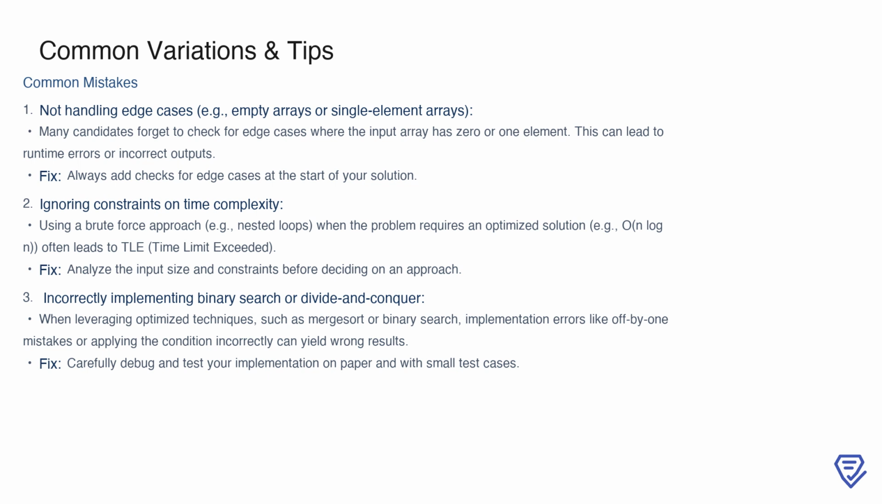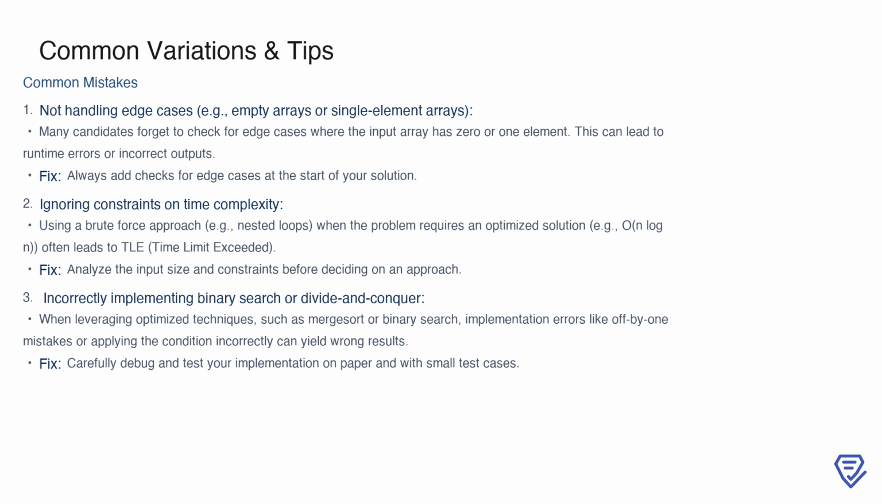Next, ignoring the constraints on time complexity is another pitfall. A brute force approach using nested loops might seem straightforward, but it's inefficient for larger inputs and will likely result in a time limit exceeded error. Instead, it's crucial to analyze the input size and constraints to choose an optimized approach, such as divide and conquer.